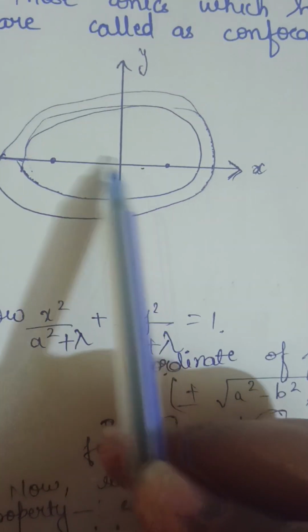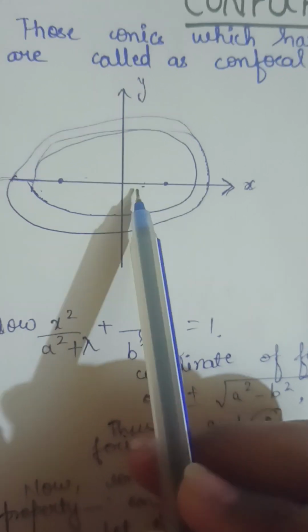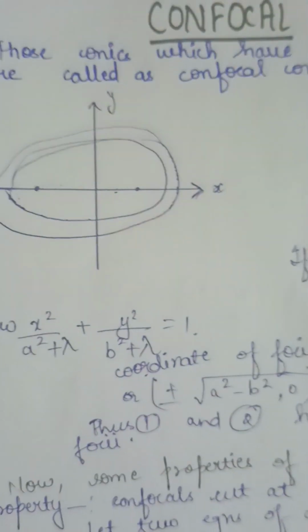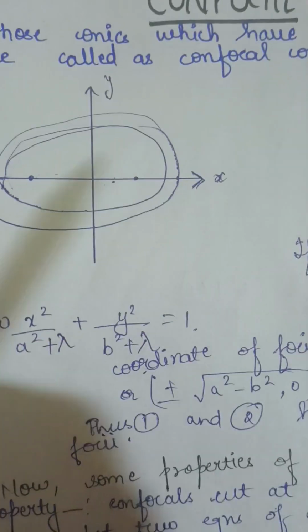Now these two ellipses both have the same foci. Thus they become confocal conics. Similarly, you may draw parabolas with the same foci.